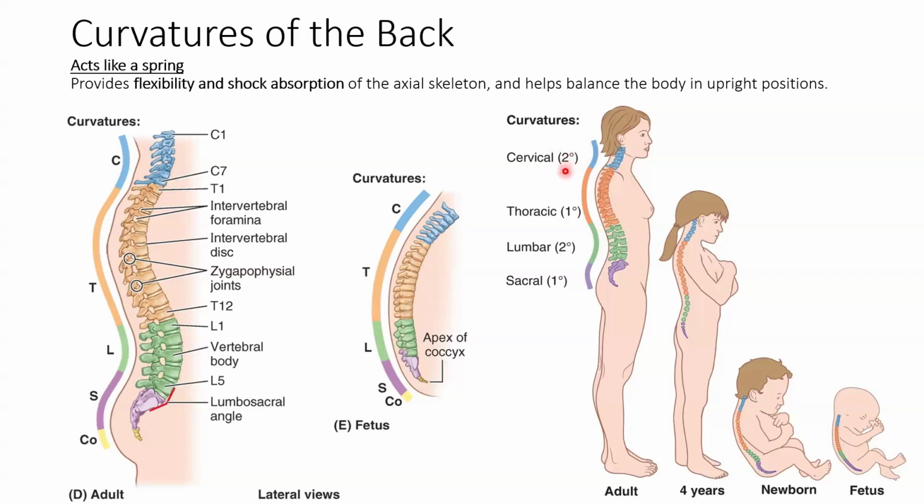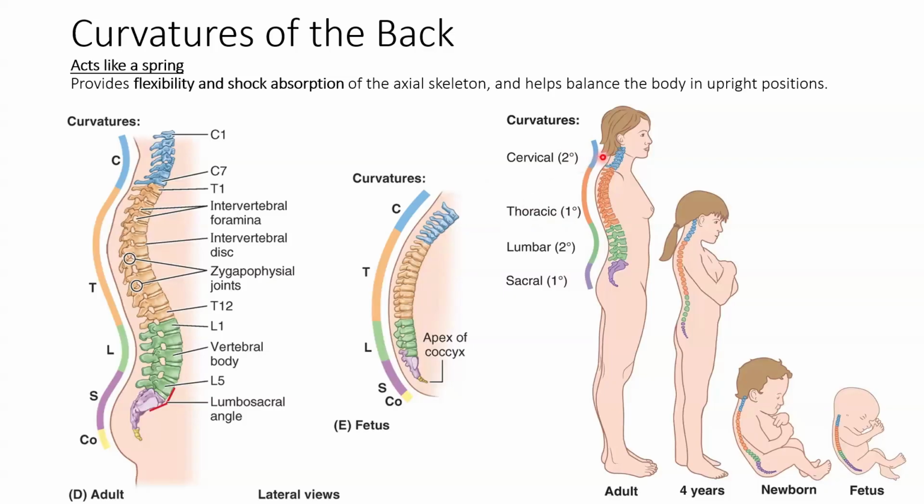Okay, so you can see that here. 2 with a degree sign is saying secondary, 1 with a degree sign is saying primary. So thoracic and sacral curves are our primary curves, present at birth, retained through life. Cervical and lumbar curves are secondary curves, developed secondarily as a result of development of upright positioning.